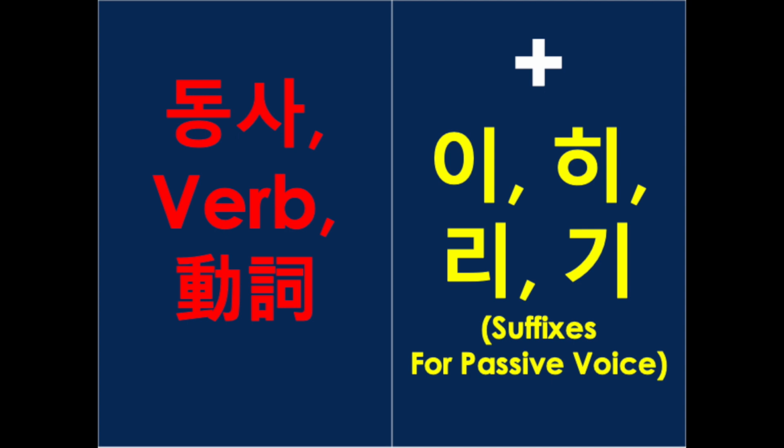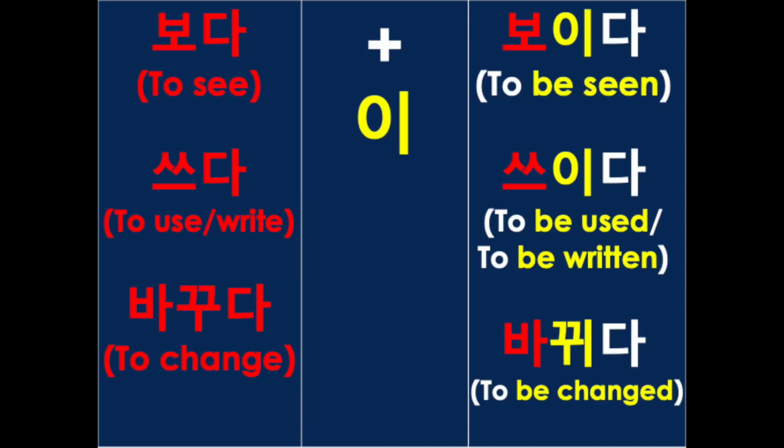And they are attached to a verb. What we need to know here is that each suffix goes with particular verbs, not others. For example, the passive voice suffix 이 is followed by some verbs like these three verbs. 보다, 쓰다, 바꾸다.